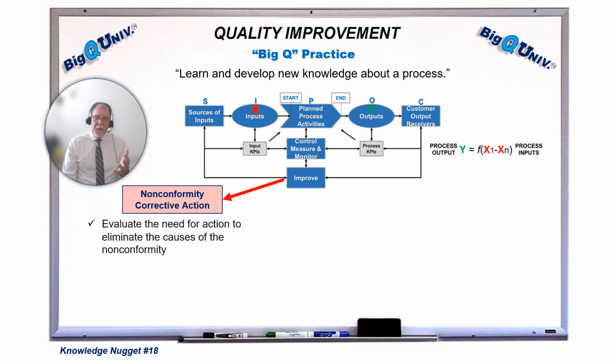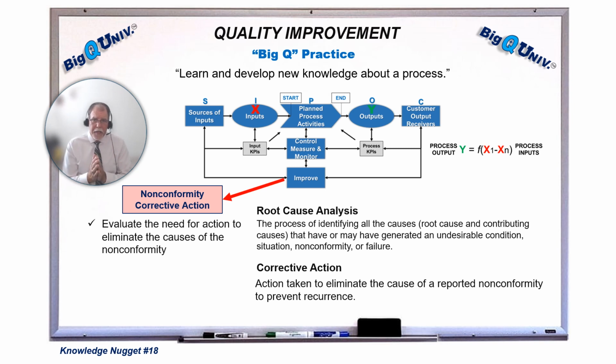Our next responsibility regarding nonconformity corrective action is to evaluate the need for action to eliminate the causes of the nonconformity. If that evaluation indicates that action should be taken to eliminate the cause or causes of the nonconformity, we then have to perform root cause analysis. Now, root cause analysis is the process of identifying all the causes, root cause and contributing causes, that have or may have generated an undesirable condition, situation, nonconformity, or failure. And corrective action is the action taken to eliminate those root causes of that reported nonconformity to prevent recurrence.